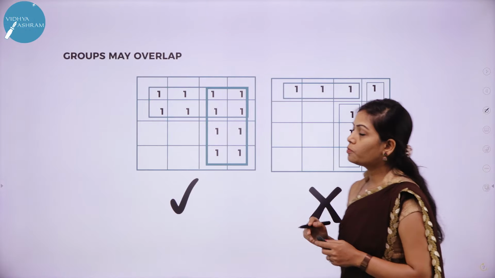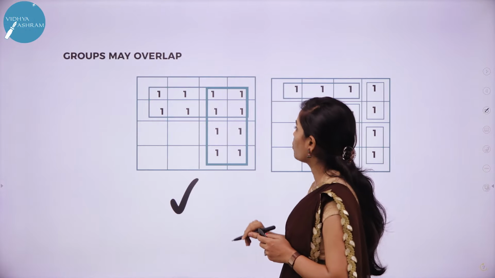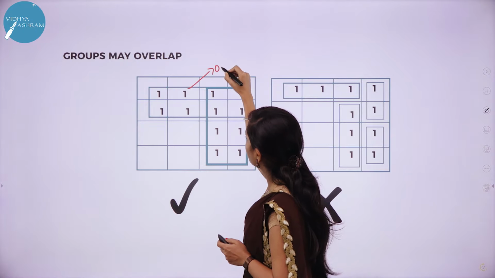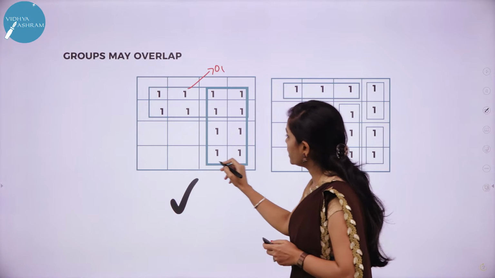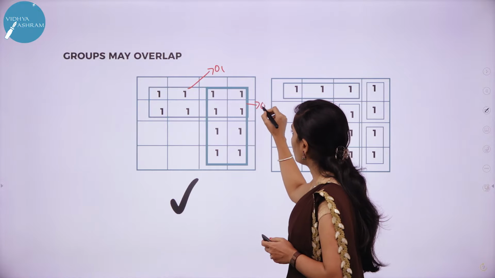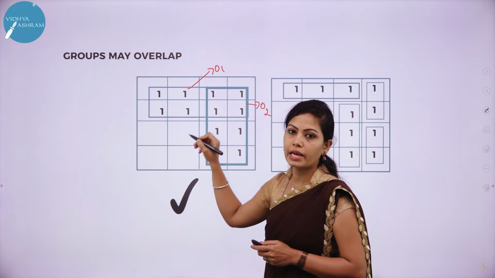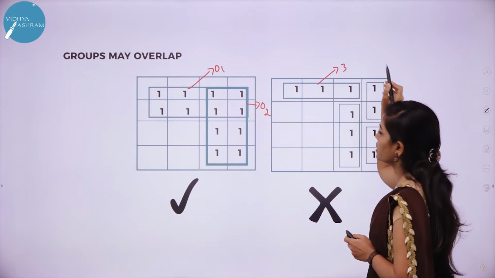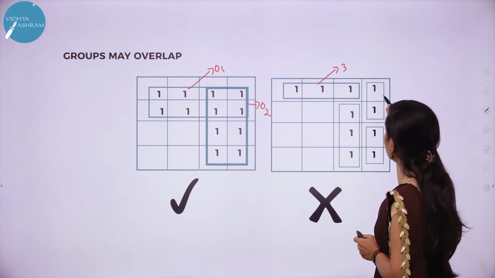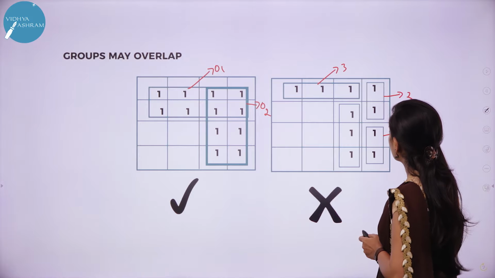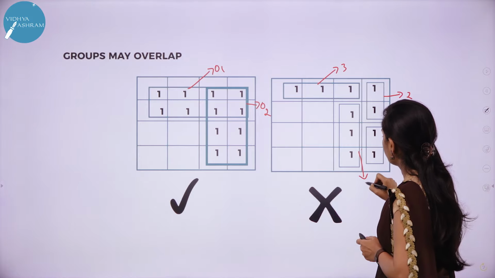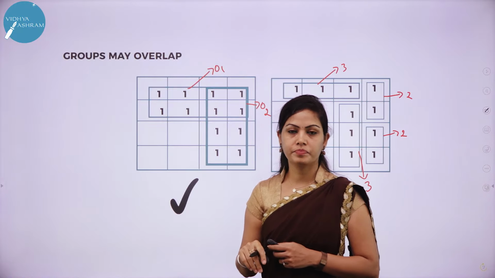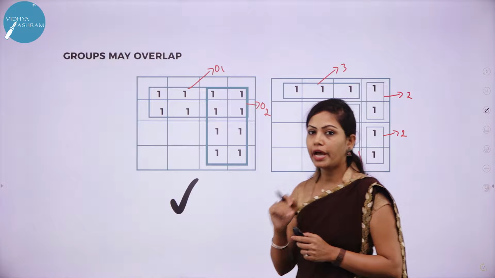Next rule, groups may overlap. What is overlap? Here one octet is already there. This is octet 1, and over that I can make another octet. So this is called overlap. But here these are 3 adjacent ones. You can't do this. And this is 2, this is 2, and this is 3. So directly you can use the overlapping method. So these are the rules we have to follow.